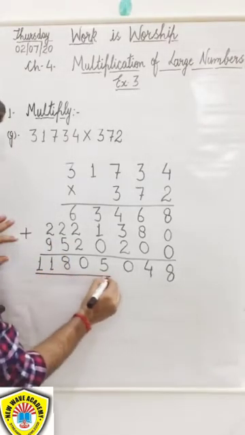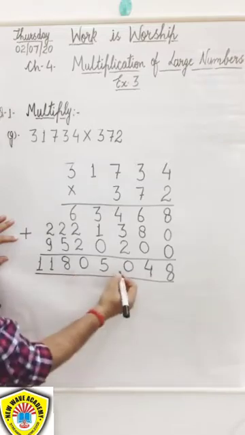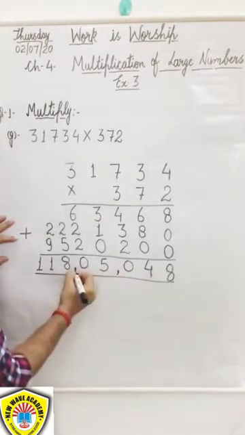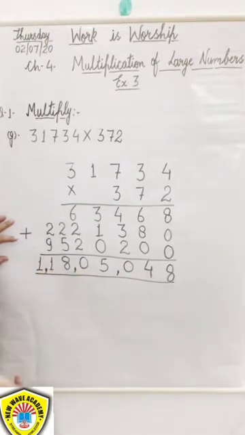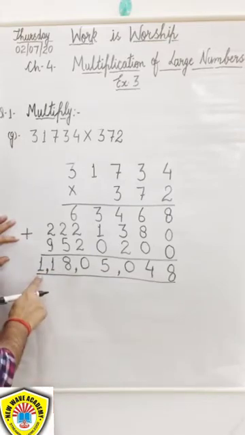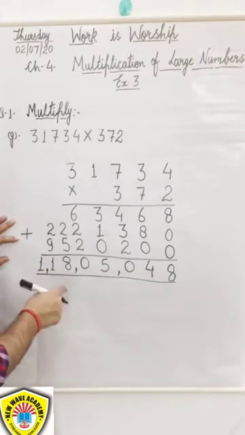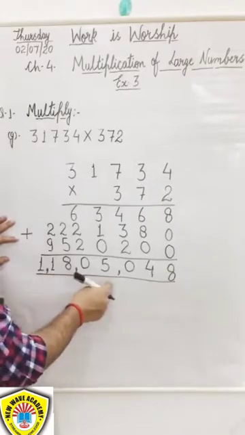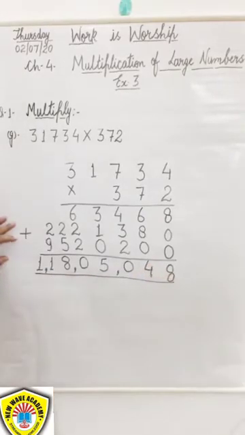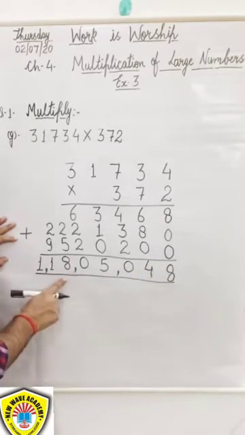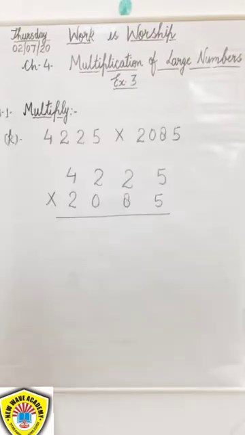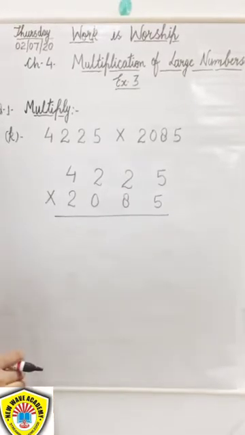So what is the result we will get? First of all, we will put the commas according to the places. So the product we'll get here is 1 crore 18 lakh 5,048. What is the product? 1 crore 18 lakh 5,048. Now let us solve another question from the exercise.